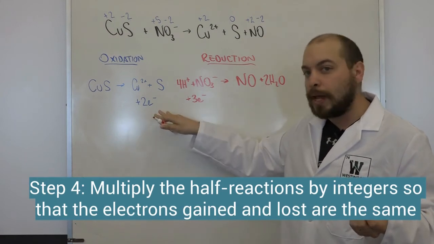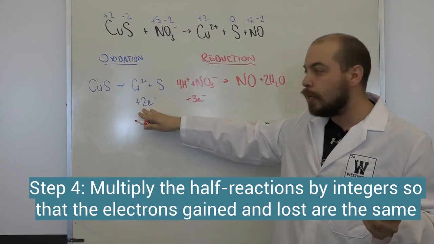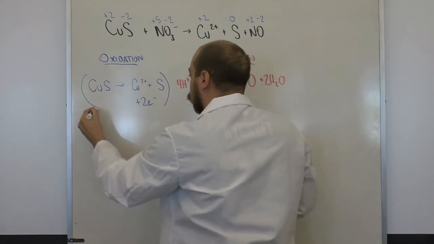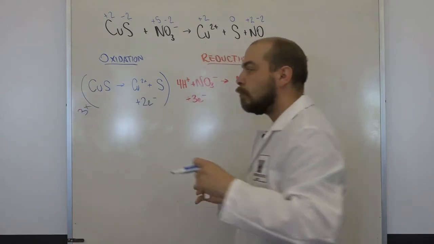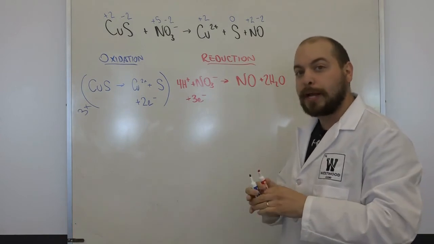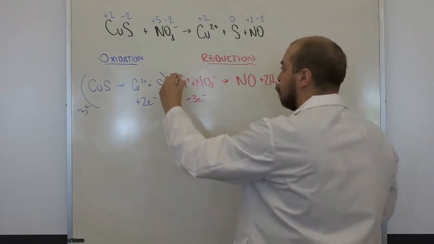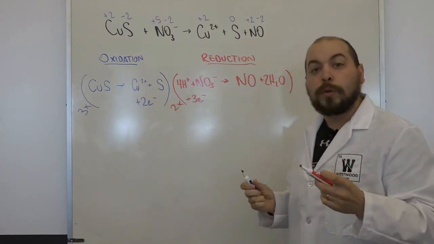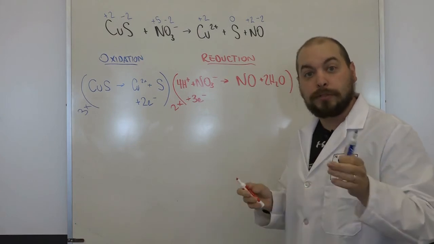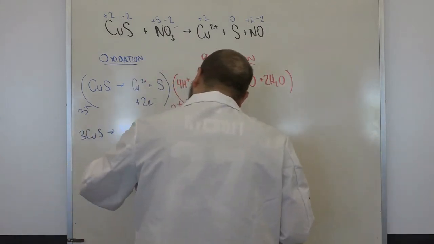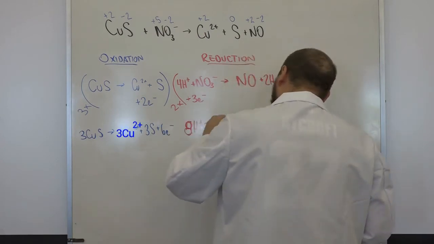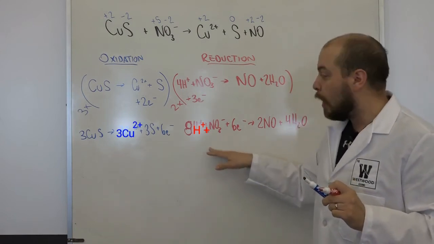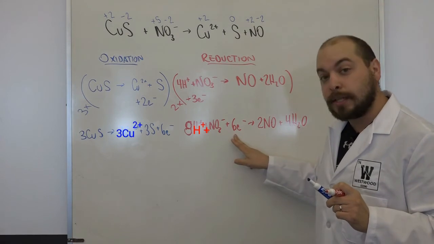In order to get to 6, we have to take the oxidation half reaction and multiply the entire thing by 3. We have to take the entire reduction half reaction and multiply it by 2. Once we do that, we can rewrite the half reactions. So let's do that. Okay, so now I've rewritten both half reactions, and notice how 6 electrons and 6 electrons are now equal.